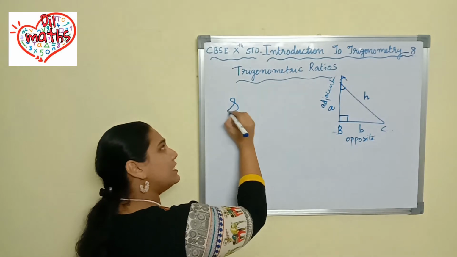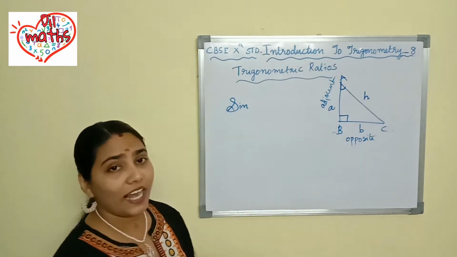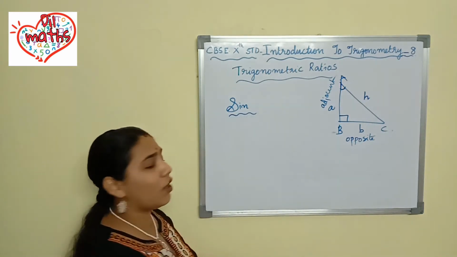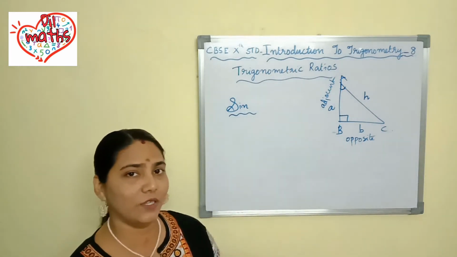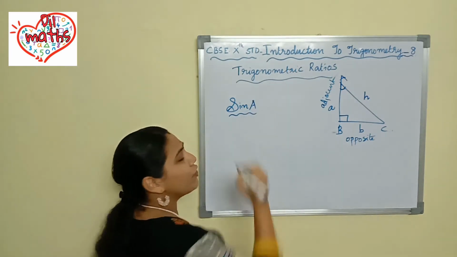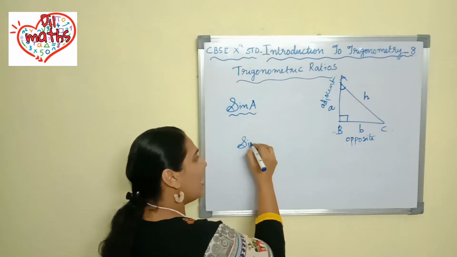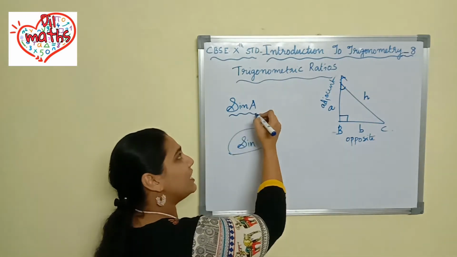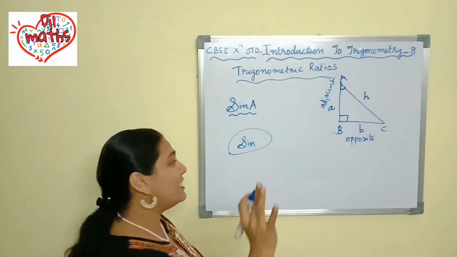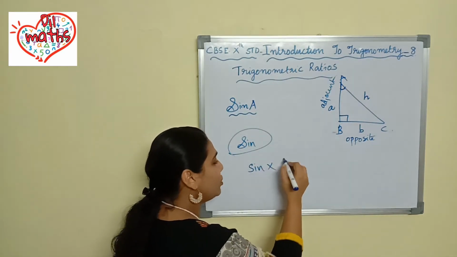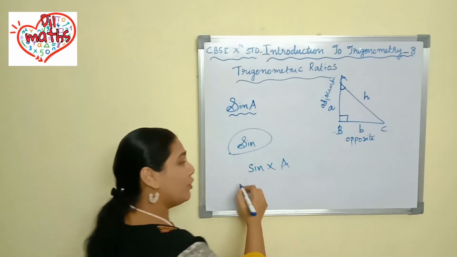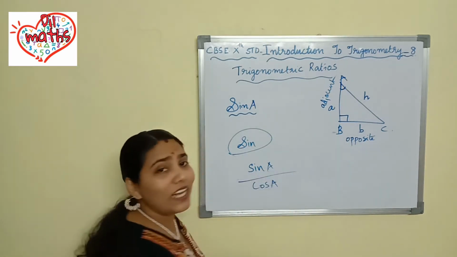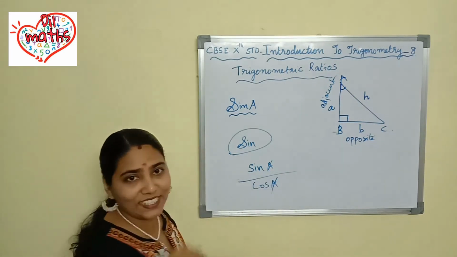Okay, so first I am going to write sine, and we should not write sine separately. We should always write sine with an angle. That means sine A. If you are writing sine separately, it has no meaning. If an angle is written with it, like A, then only it has a meaning, and it doesn't mean sine into A. If you are writing sine A by cos A, you can't divide by this A, that means you can't cancel this A.